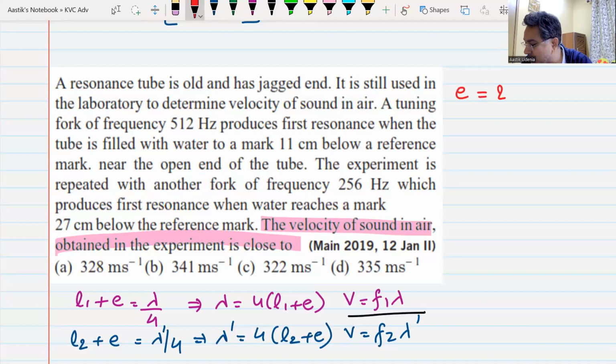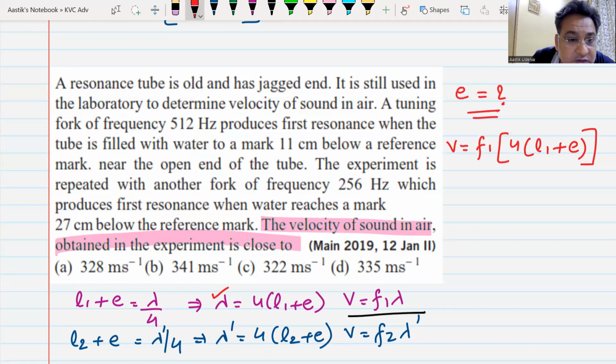Once you get the value of E, you can put this value of E in any of the equations, because now you know the value of lambda. You can put the value of E in any of the equations and you can get the speed of sound. For example, you can write it as F1 into 4 times (L1 plus E). You can get it from this equation.